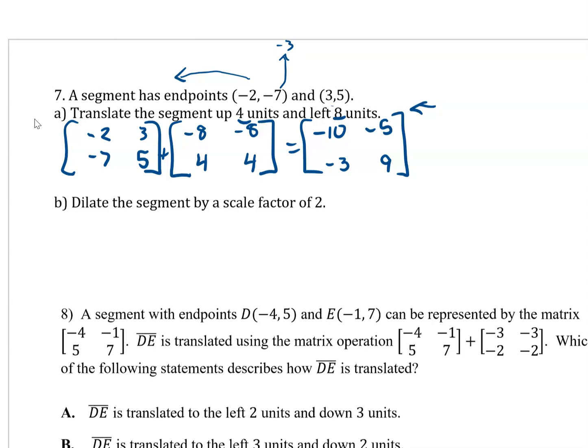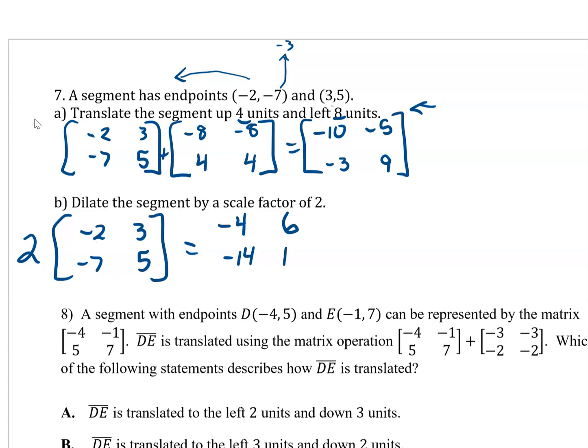We're going to dilate this line segment by a scale factor of 2. Negative 2, negative 7, and 3, 5. We're going to multiply this times 2, our scalar. When I do that, 2 times negative 2 is negative 4, 2 times 3 is 6. 2 times negative 7 is negative 14, 2 times 5 is 10.